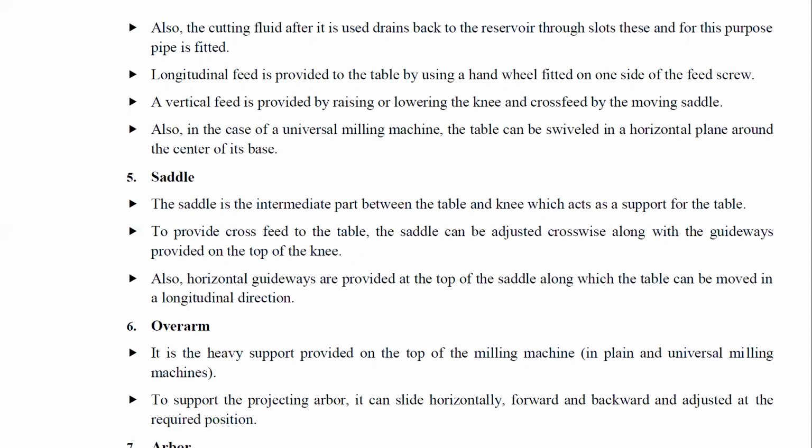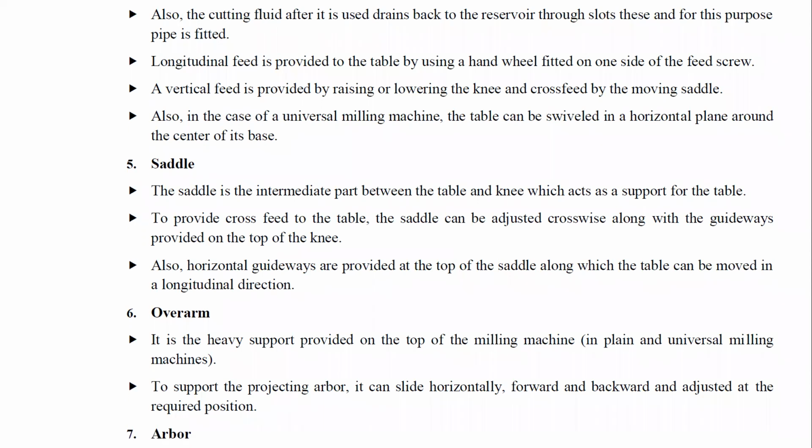Also, in the case of a universal milling machine, the table can be swiveled. So you can remember the difference: in the universal machine, we can swivel the table in the horizontal plane around the center of its base.